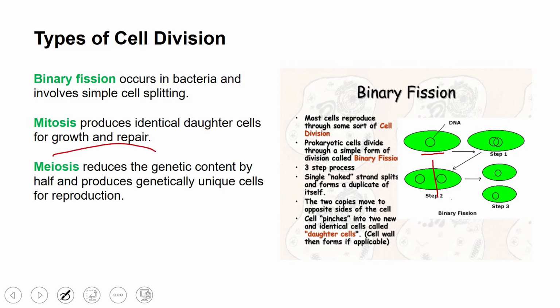And then the next cellular division, also applied in eukaryotic cells, is meiosis. So meiosis reduces the genetic content by half and produces genetically unique cells for reproduction. Meiosis usually takes place in the reproductive cells, which are sperm and egg cells. So through fertilization is where we have meiosis, where the sperm cells and the egg cells reduce their genetic content by half and then recombine and produce daughter cells. So this is meiosis, and it occurs in reproductive cells, that is sperm and egg cells, during fertilization.